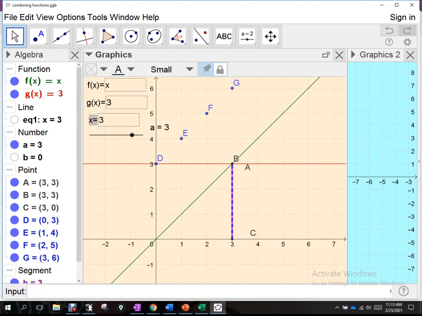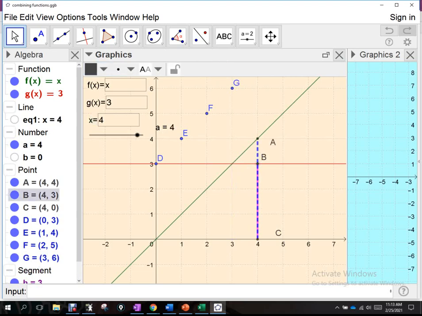When x is 4, okay, now the blue one's the bigger one. So now the blue one is a height of 4, right? And the pink one is a height of 3. So 4 plus 3, 7. So when x is 4, y is 7.